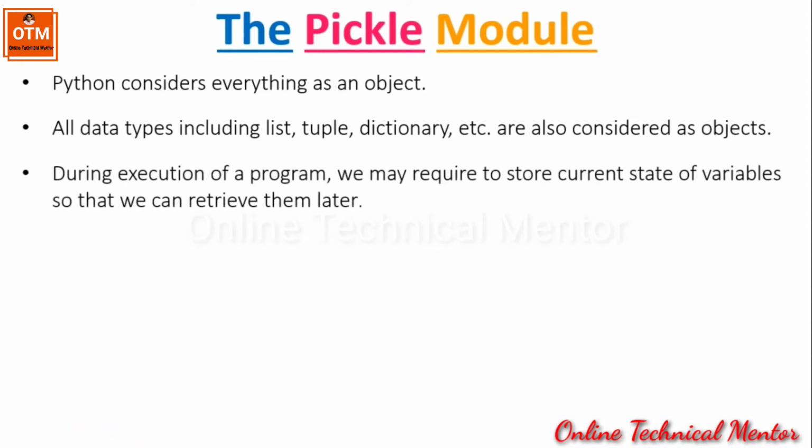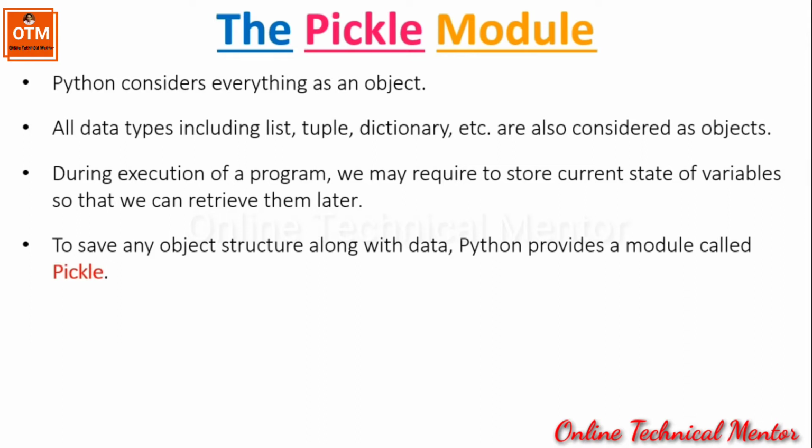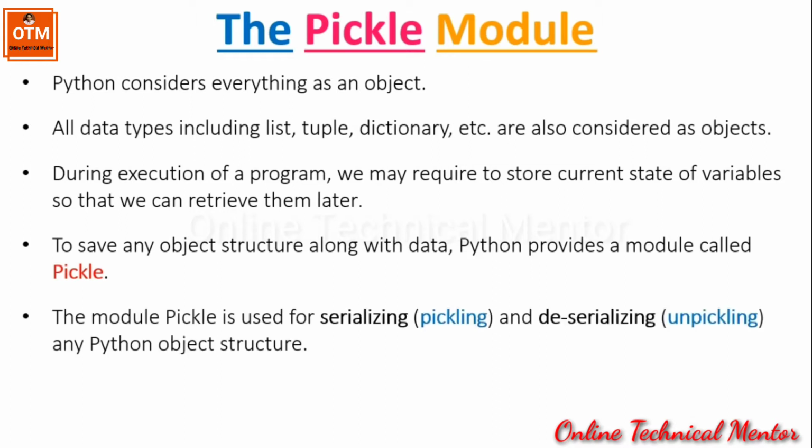During execution of a program, we may need to store the current state of variables so that we can retrieve them later. To save any object structure along with data, Python provides a module called Pickle. The module Pickle is used for serializing, or you can say pickling, and deserializing, unpickling, any Python object structure. I think you all know the meaning of pickle. Pickle is used to preserve some foods, and the process is called pickling.